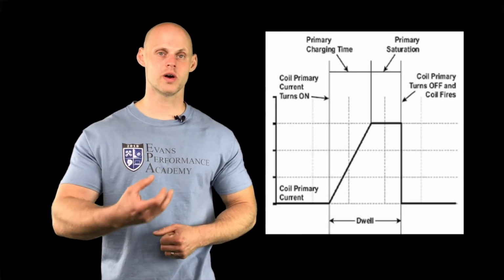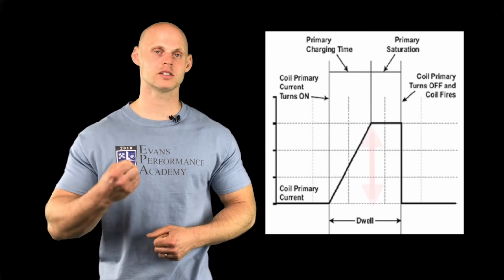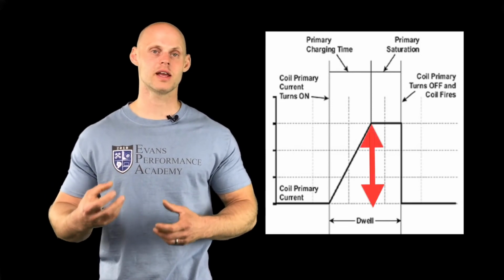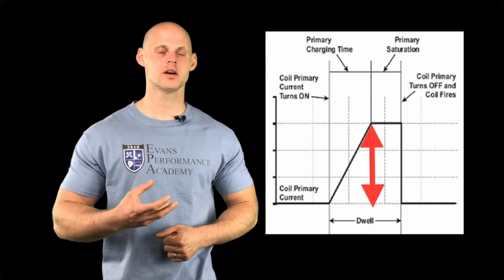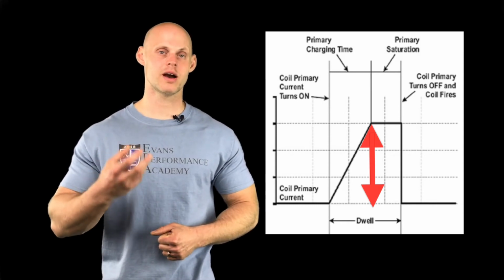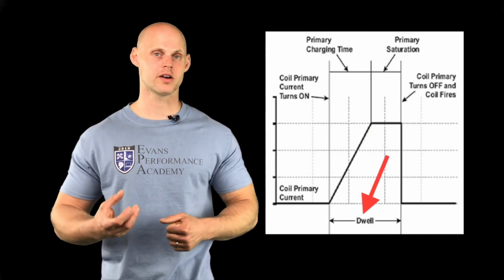Now, looking at dwell, increasing our coil dwell has the potential to increase the spark energy because the longer the dwell, the longer our primary windings have to charge up to that maximum point of 5 to 7 amps. Now, depending on the coil design, the amount of time or the amount of coil dwell required to reach that point is going to vary.